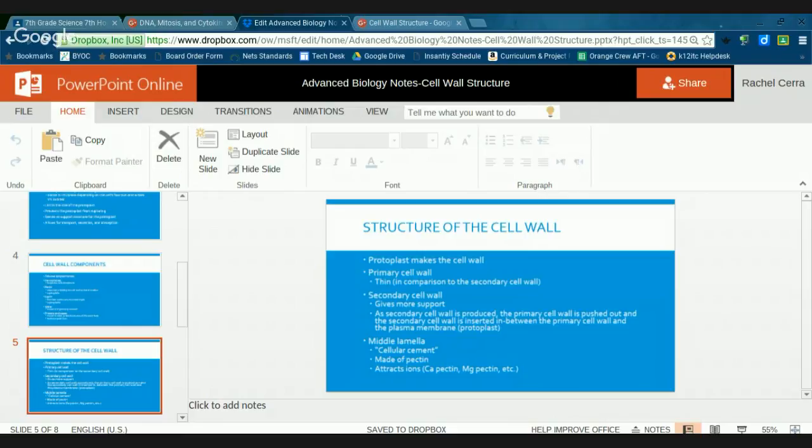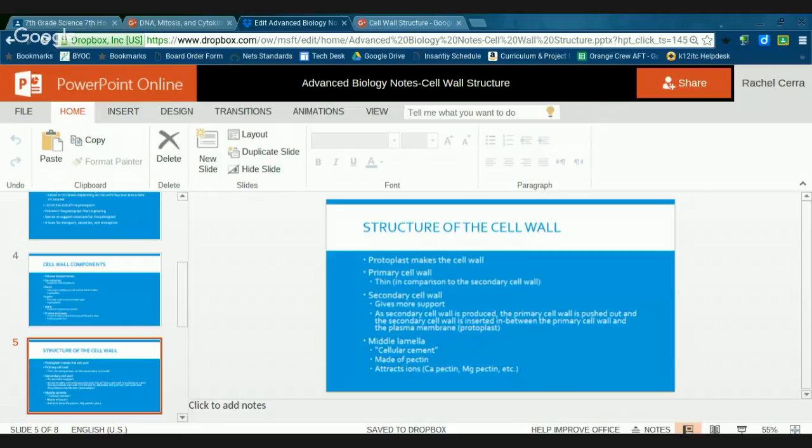So that's how it's formed. So protoplast has the plasma membrane. We produce the primary cell wall, and then when we're done making the primary cell wall, we're going to insert the secondary cell wall in between the primary cell wall and the plasma membrane.